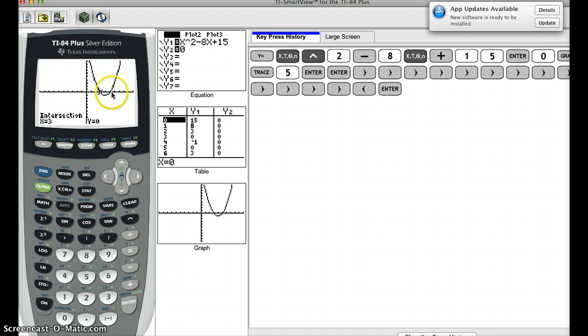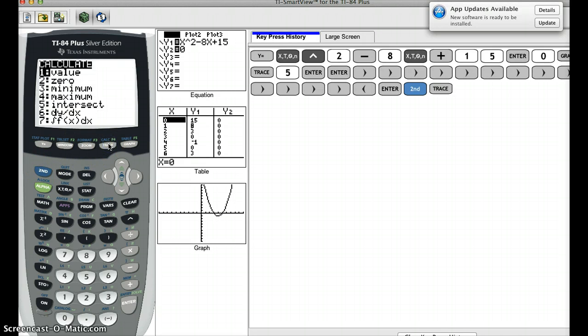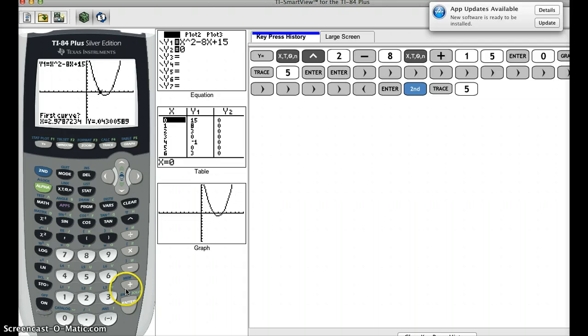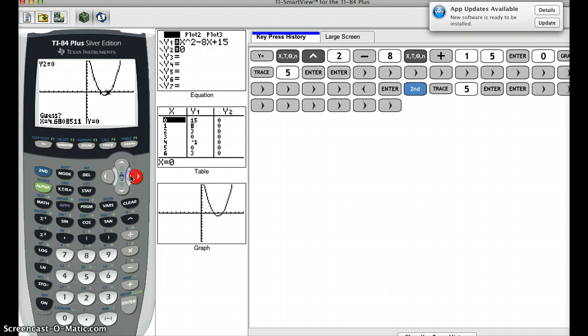Now to get the second x-intercept, we do the same thing. We hit second, trace, and then we're going to hit 5 for intersect, and we're going to hit enter for the first curve, enter for the second curve, and now we're going to cursor to the right, and find the last intercept here by hitting enter, and we get 5, 0. So the two zeros of this quadratic function, the two solutions, are x equals 3 and x equals 5. And that's how you find zeros of quadratic functions using the TI-84.